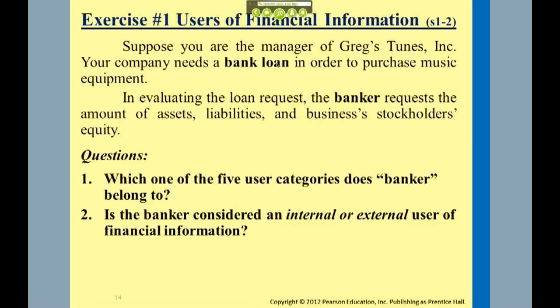The question here is, which of the 5 categories that we mentioned earlier would the banker fall into? Creditor, because these are the party that decides whether or not to lend money to another corporation. Very good. What about the second one?